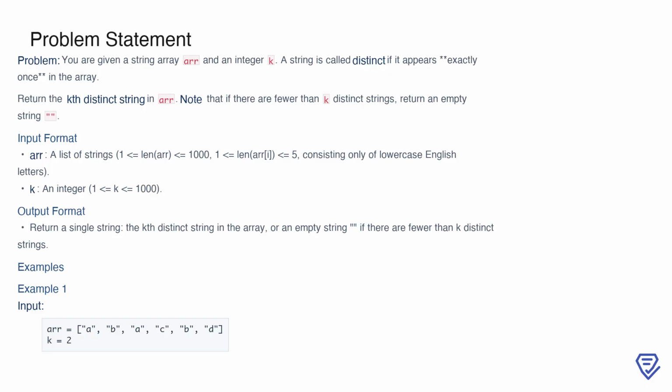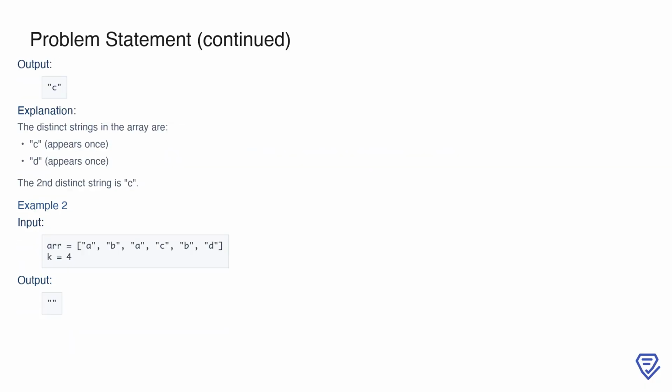The input array can have up to 1,000 strings, each consisting of lowercase English letters with a maximum length of 5. The value of k will also be between 1 and 1,000. The output is a single string that represents the kth distinct string, or an empty string if the conditions are not met. Let's look at an example to understand this better.